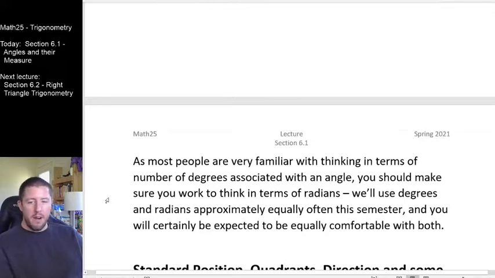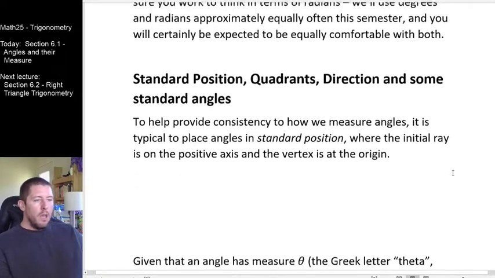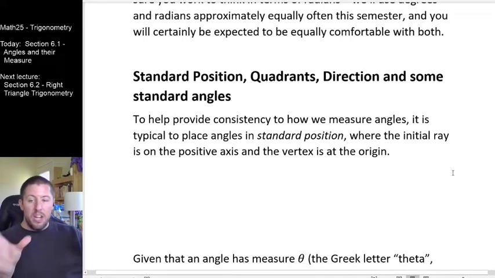All right, so this paragraph just says most of you are familiar with degrees. You should work to make sure that you're capable of thinking in terms of radians. We'll use them both approximately equally this semester, but both of them very regularly, and you should expect to be equally comfortable using both systems of measurement. There should not be any scenarios this semester where I give you a problem in terms of radians and that somehow prevents you from doing the problem, right? These should be systems of measurement that we're capable of working with equivalently. So again, let's talk about a few more things about angles in general first, and then we'll come back to the idea of what a radian is.